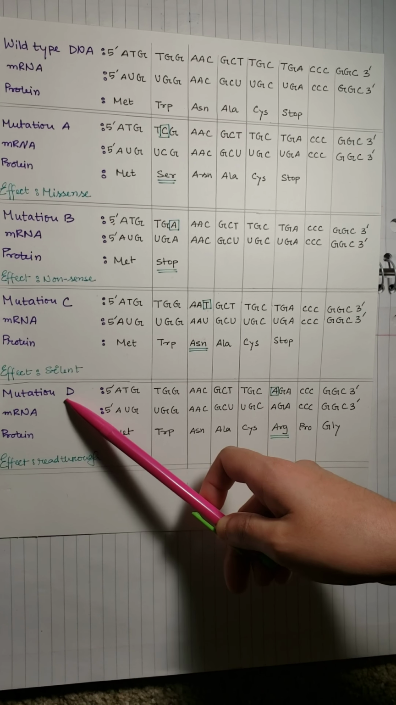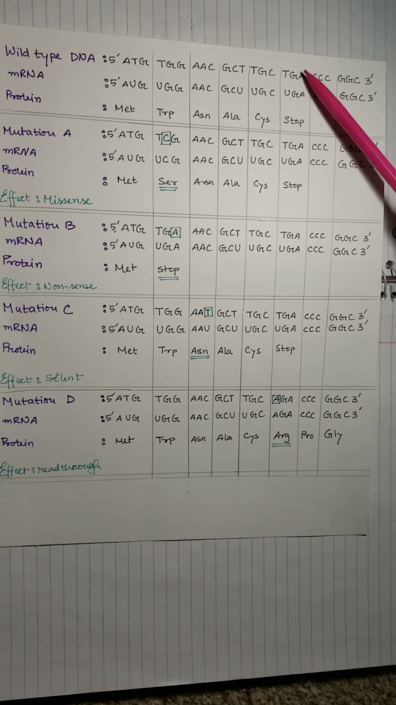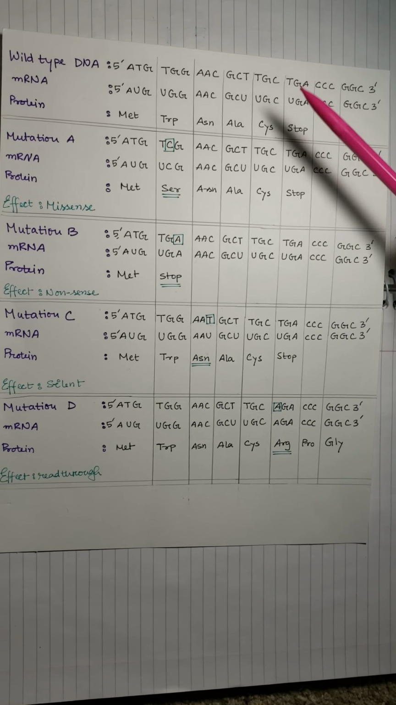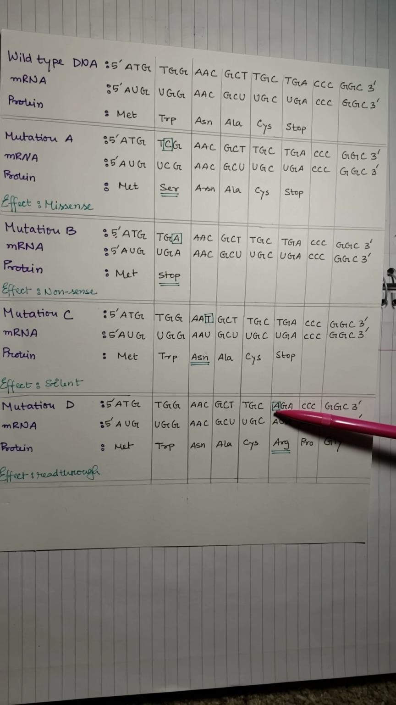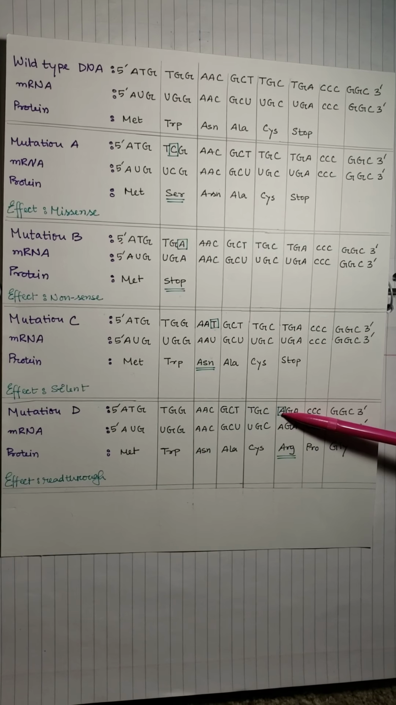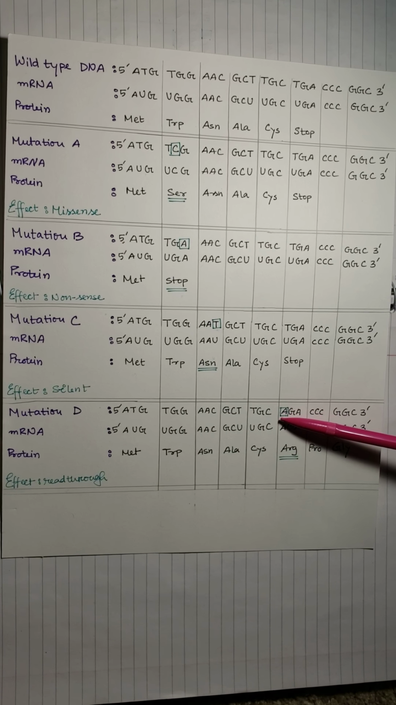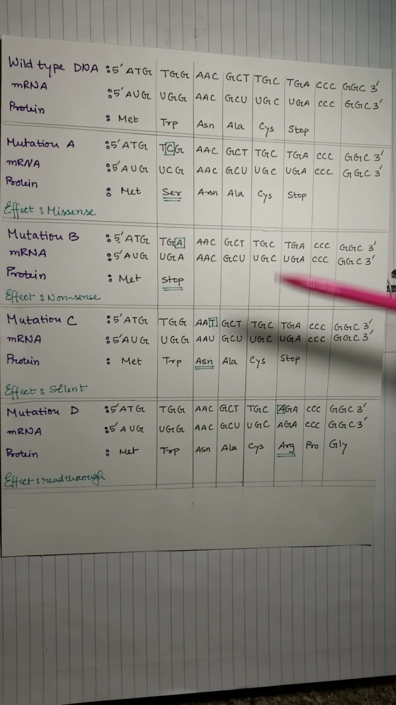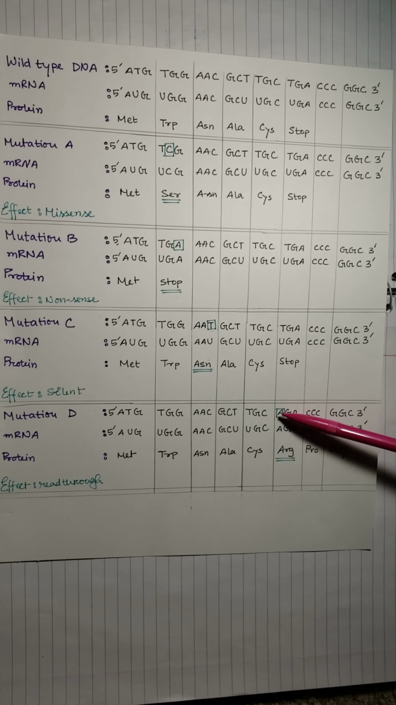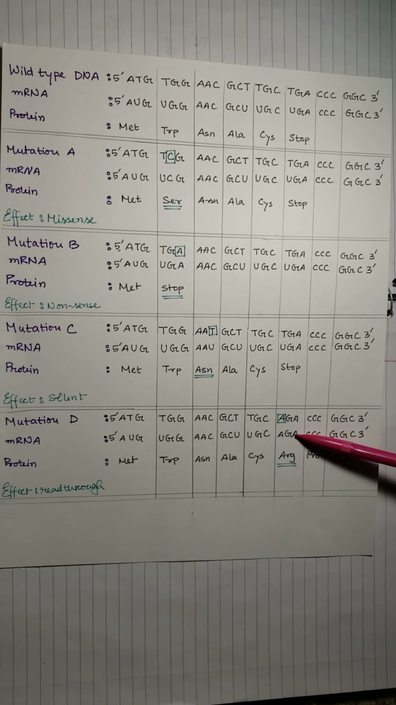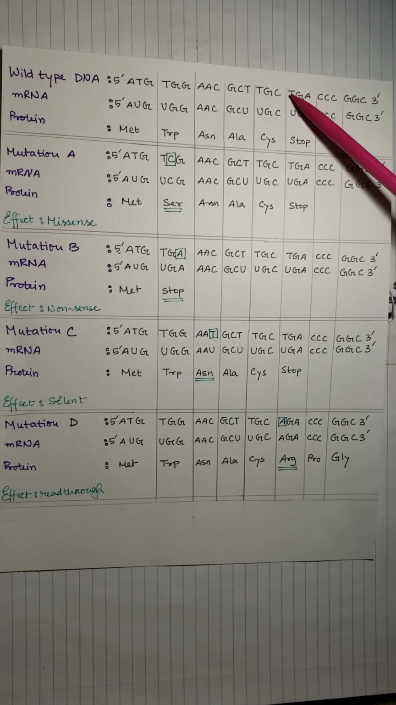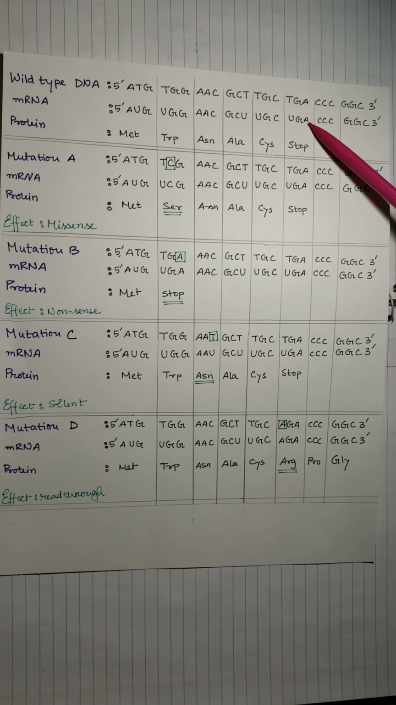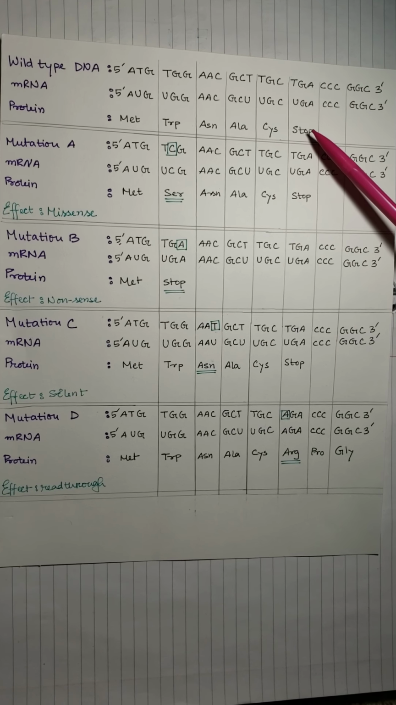In the mutated D-strand we see AGA, but in the wild-type strand we see TGA. Here T is substituted by A, so it is a transversion mutation because T is a pyrimidine and A is a purine. So AGA becomes AGA after transcription and becomes arginine. But here TGA becomes UGA after transcription, which is a stop codon.